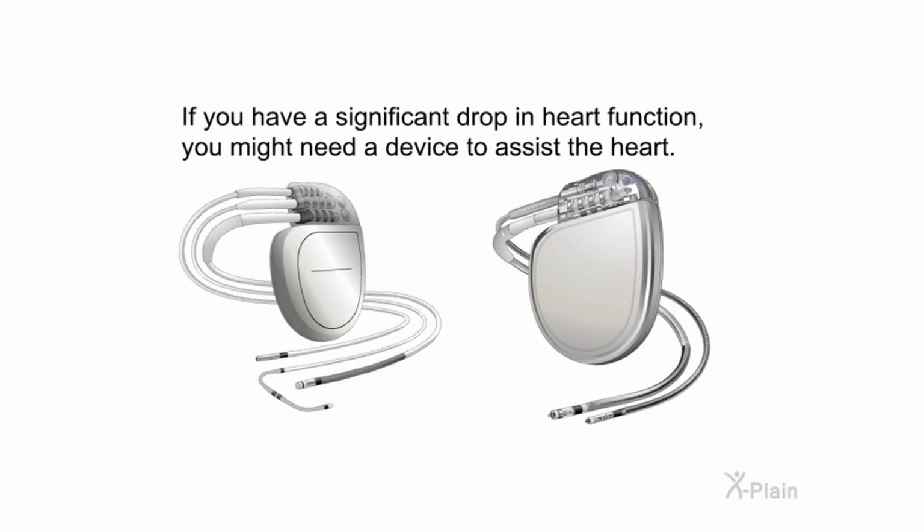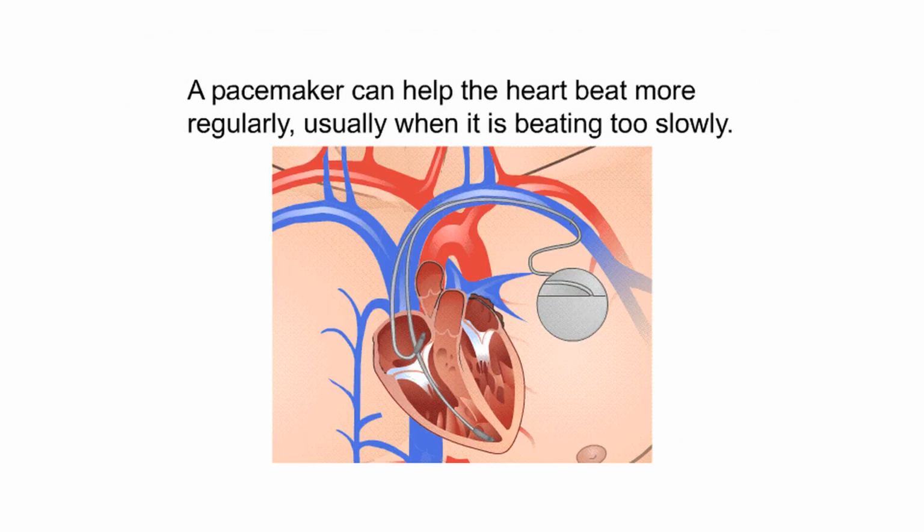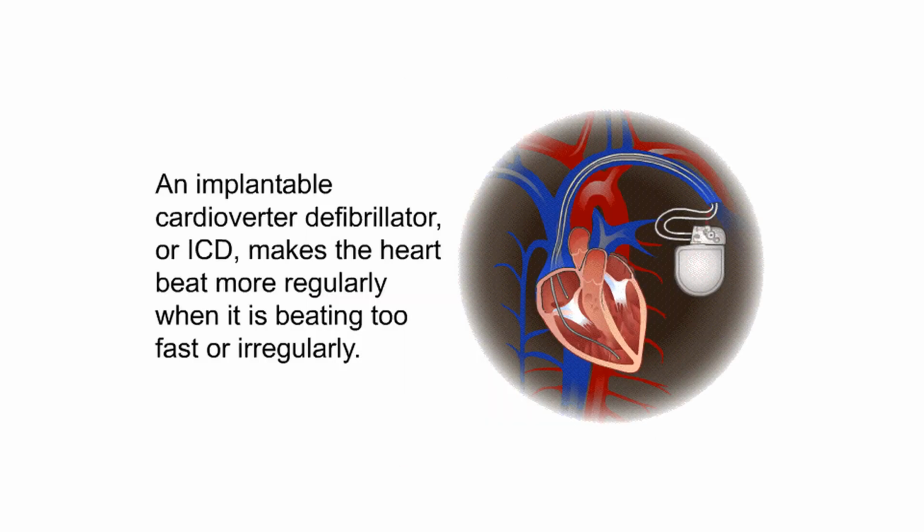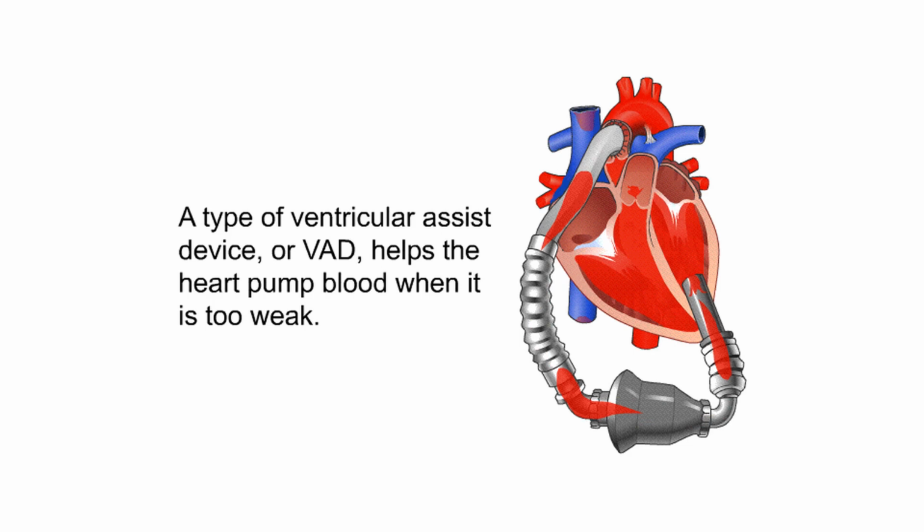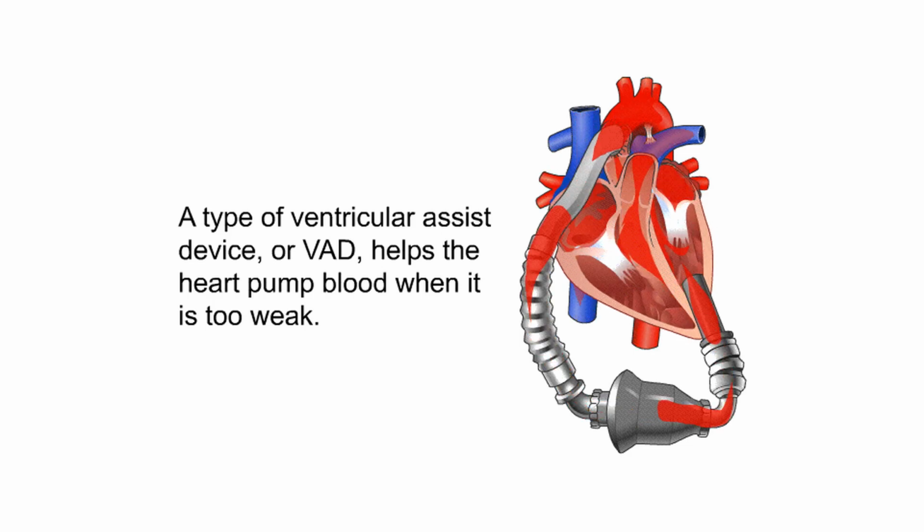If you have a significant drop in heart function, you might need a device to assist the heart. A pacemaker can help the heart beat more regularly, usually when it is beating too slowly. An implantable cardioverter defibrillator, or ICD, makes the heart beat more regularly when it is beating too fast or irregularly. A type of ventricular assist device, or VAD, helps the heart pump blood when it is too weak.